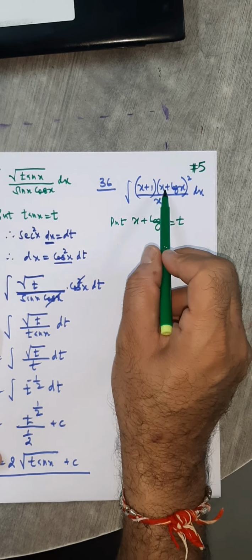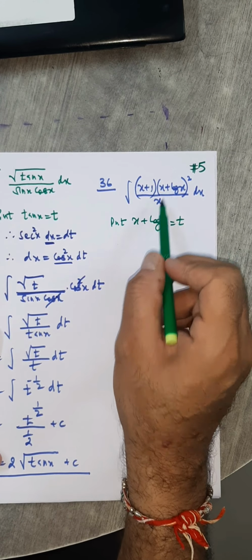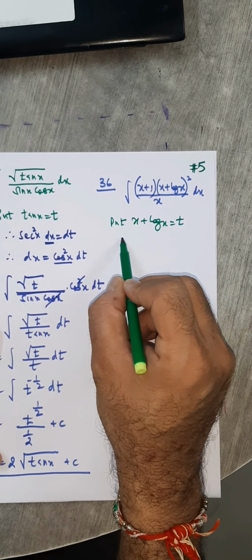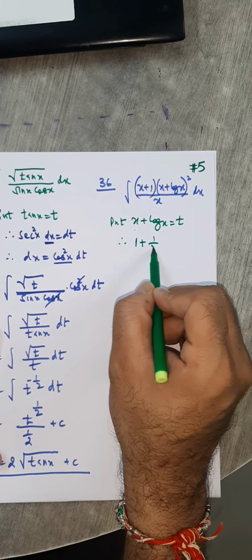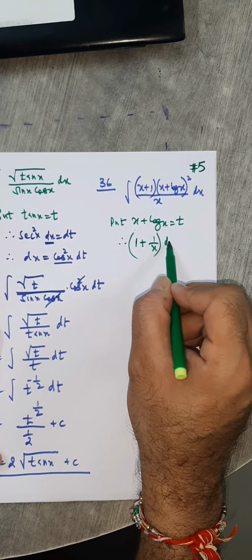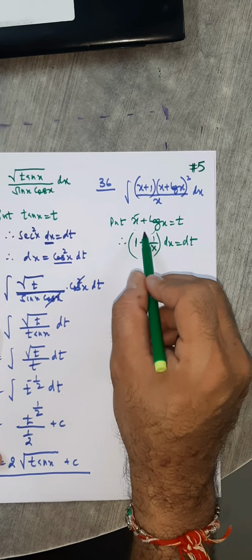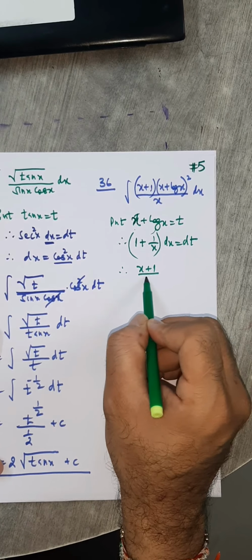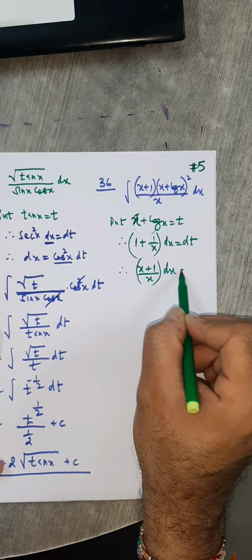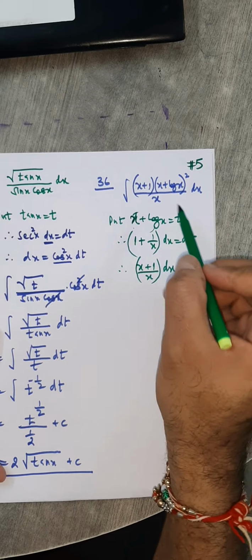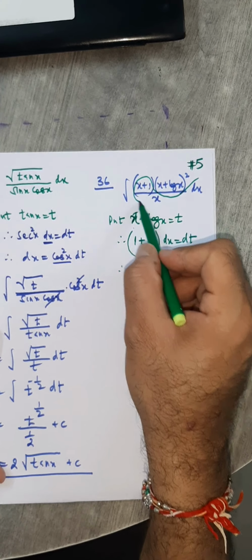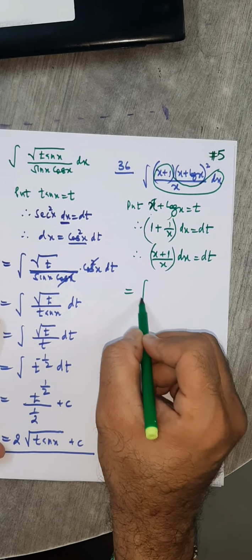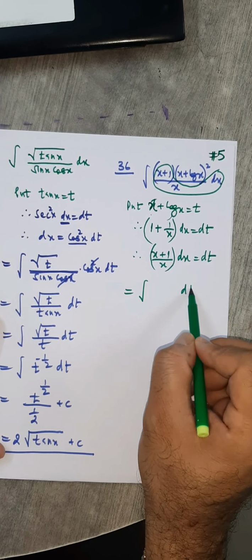Because you see here, the derivative of x will be 1, the derivative of log x is 1 upon x, which we get from simplification. So (1 plus 1 upon x) dx equals dt. Differentiation here, remember. Now what is this? This is (x plus 1) upon x into dx equals dt. So you can see that this much is dt.